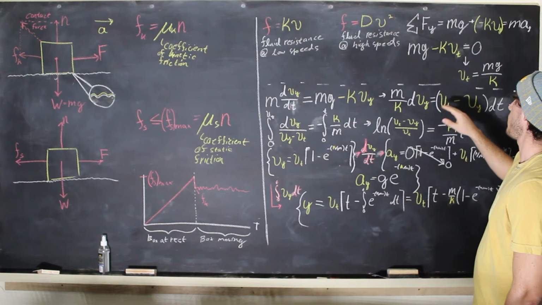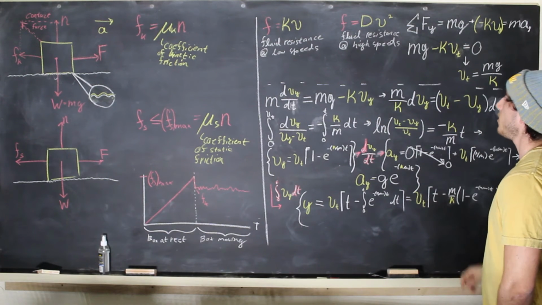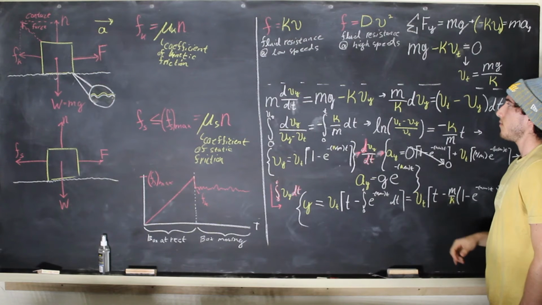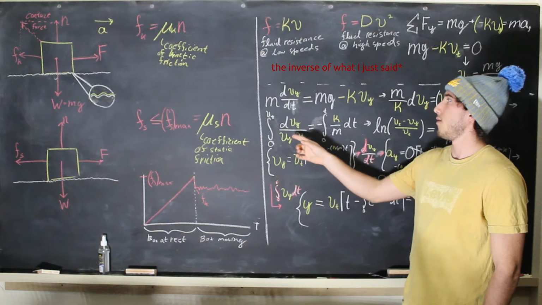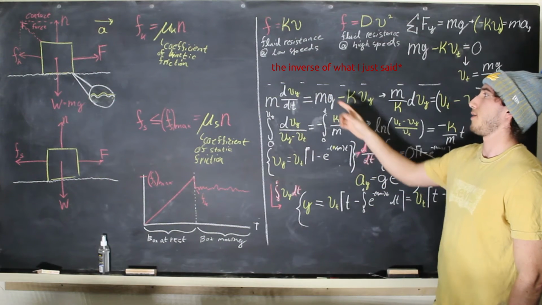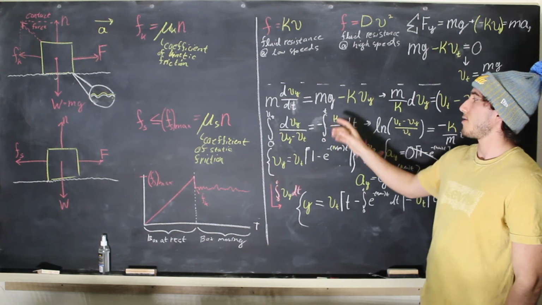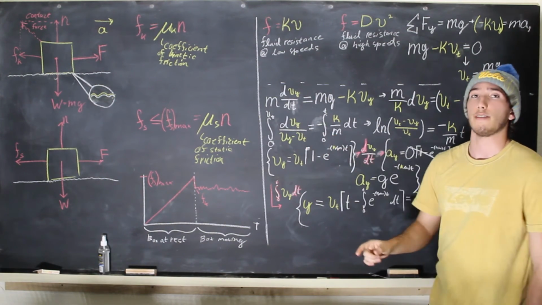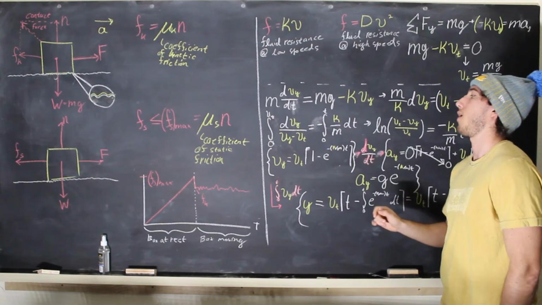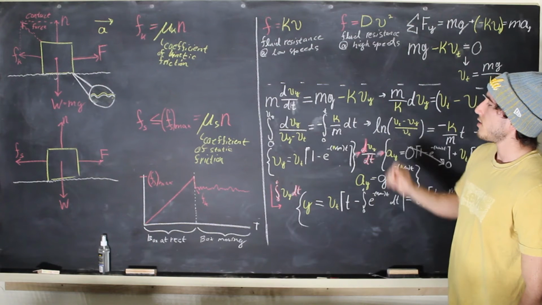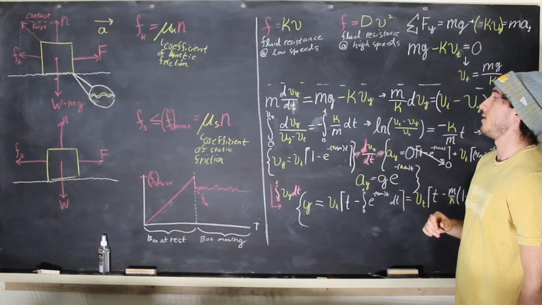So we're left with v terminal minus v_y. We pull a negative out, and then we put it on the other side, and then we multiply one side by m over k, and the other side by v_y minus v_t. And then we'll have dv_y over v_y minus v_t, which is equal to negative k over m dt.